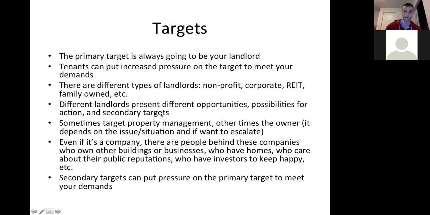So like I said, the primary target is always going to be your landlord. And as tenants, we can collectively work to increase the pressure on the target to meet our demands. Now, there's different types of landlords. There's nonprofit landlords, corporate landlords, REITs. There's some smaller landlords. Sometimes there's landlords that own one building. Sometimes there's landlords that own hundreds of buildings. Different landlords present different opportunities, present different possibilities for action, and present secondary targets.